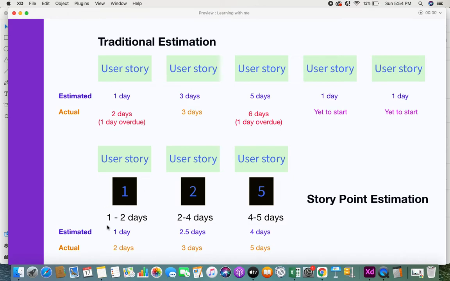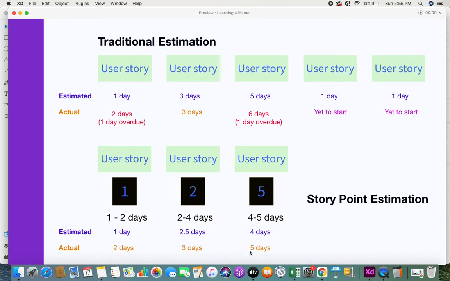Generally, over the sprints, as we found out, 1 story point would take approximately 1 to 2 days, 2 story points would take 2 to 4, and 5 story points 4 to 5 approximately. So the users would have said yes, probably this can be completed in 1 day, so they gave it 1 story point. The 2 story point one was 2.5 days, and the next user story was estimated at 4 days. But by using this relative approach, if you see the actual days it took to complete, 1 day estimated took 2 days, 2.5 took 3, and 4 took 5 days.